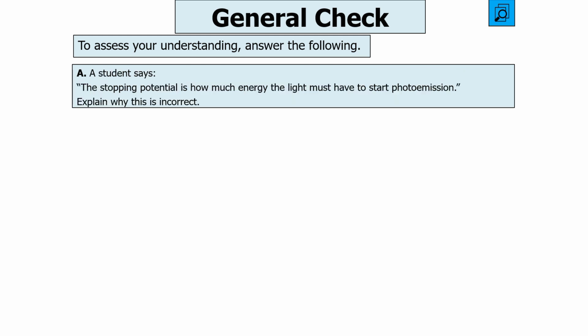A student says the stopping potential is how much energy the light must have to start photoemission. Explain why the statement is incorrect. So pause the video now and unpause the video when you want to go through your answer.